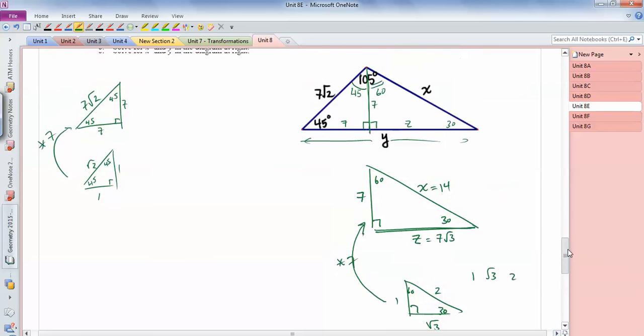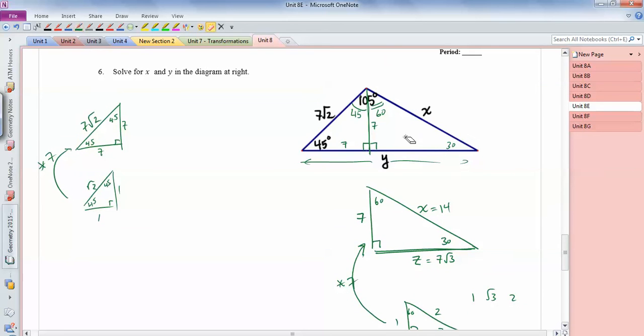And then I'll put that up here. So this guy right here is 7 root 3. X is 14. And so if we put this together, 7 plus 7 root 3 is y. So x is 14, and y is 7 plus 7 root 3. And you can't add that to get 14 root 3. You'd have to have 7 root 3 plus 7 root 3, which is like having 14 root 3s. So it turns out that's actually as far as you can go.